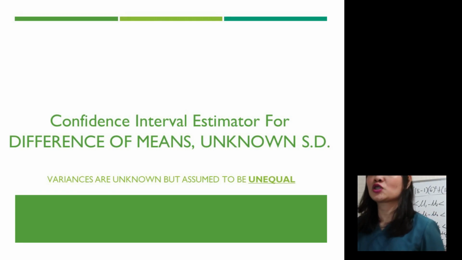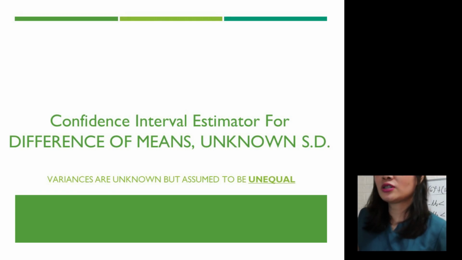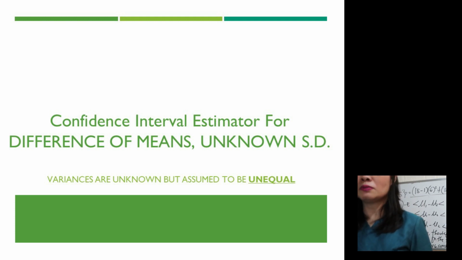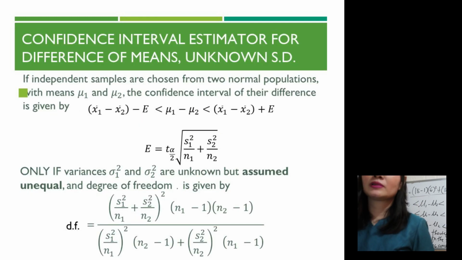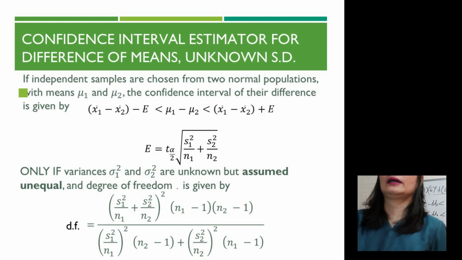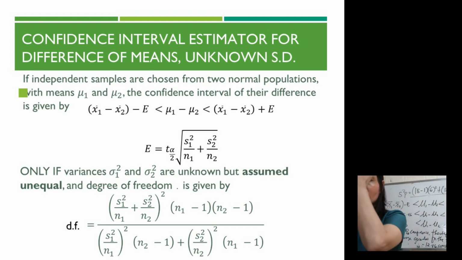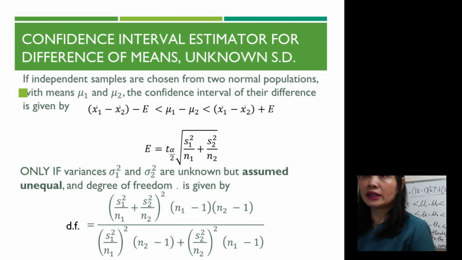Next condition is the confidence interval estimator for the difference of means if the standard deviation is unknown, but take note, variances are unknown but assumed to be unequal. In our previous example, the variances were unknown but equal. This time, the fifth condition: confidence interval estimator for the difference of means, the standard deviation is unknown, the mean is not given, but variances are unknown and assumed to be unequal.